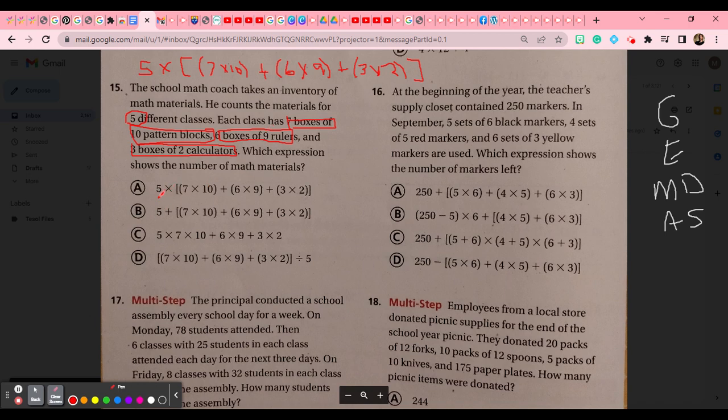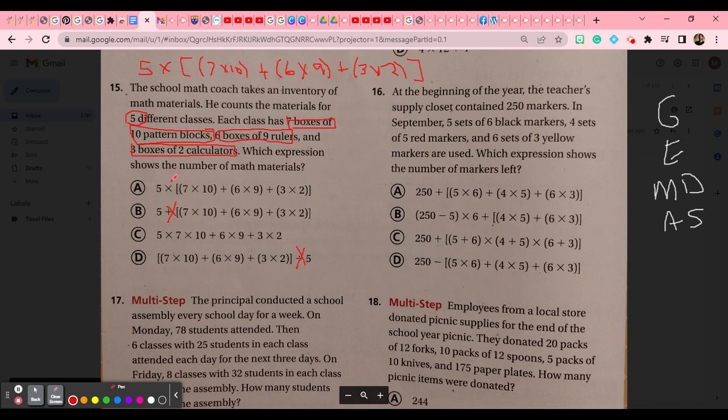So 5 times, because we have different classes, so we cannot add, right? And we're not going to divide, right? We're trying to find the total number of math materials in all classrooms, okay? So A looks just like what I wrote.